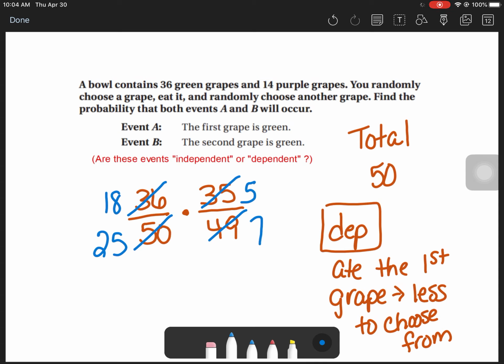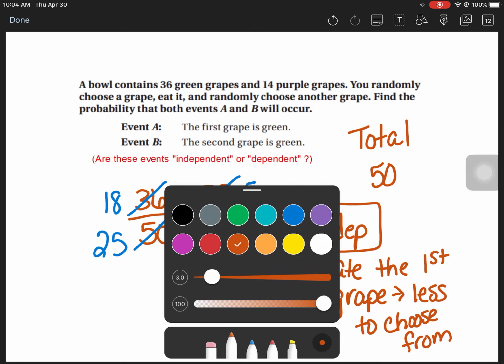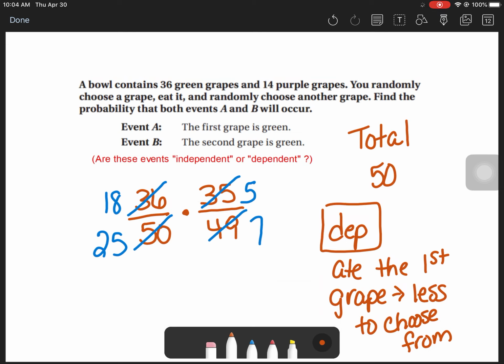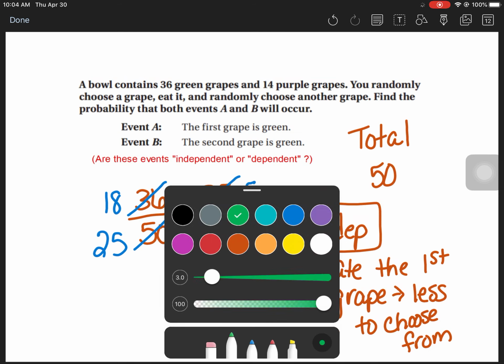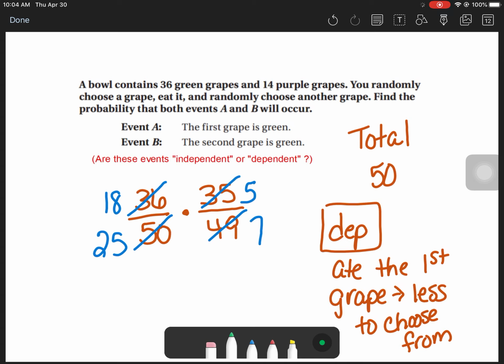And so the other thing we could do is, remember, when you're simplifying, you can also simplify directly across as long as you go one numerator and one denominator. So 5 goes in there once and 5 goes in here 5 times. So when I multiply top times top and bottom times bottom, I'm going to get 18 over 35 as my probability.